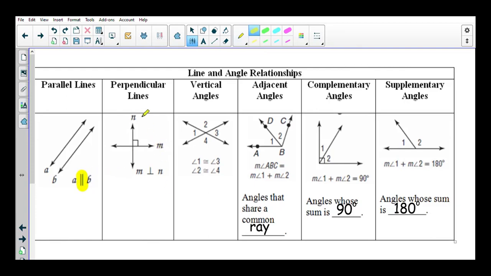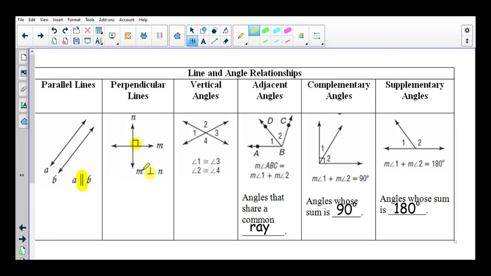We named these 2 lines, which are perpendicular lines, with the letters M and N. This symbol that I highlighted in yellow, which looks like a little box or a square, represents a right angle, and perpendicular lines are lines that intersect at a right angle. The symbol we use is an upside down T to represent perpendicular.